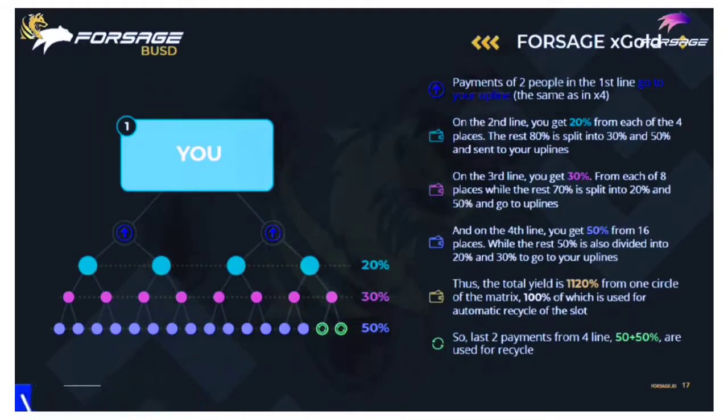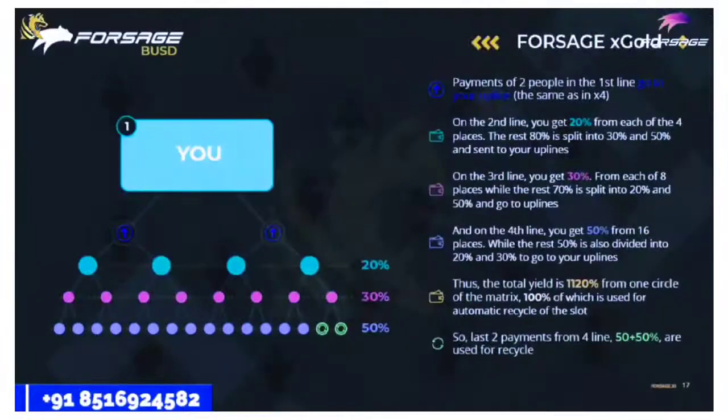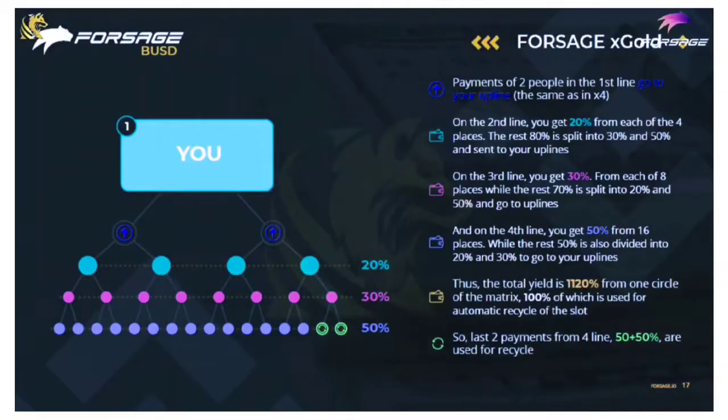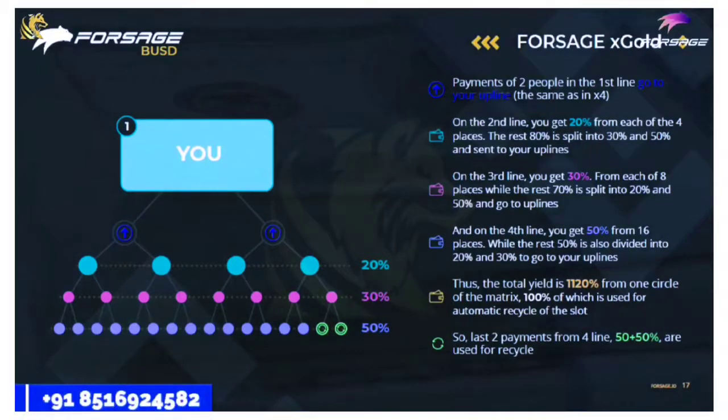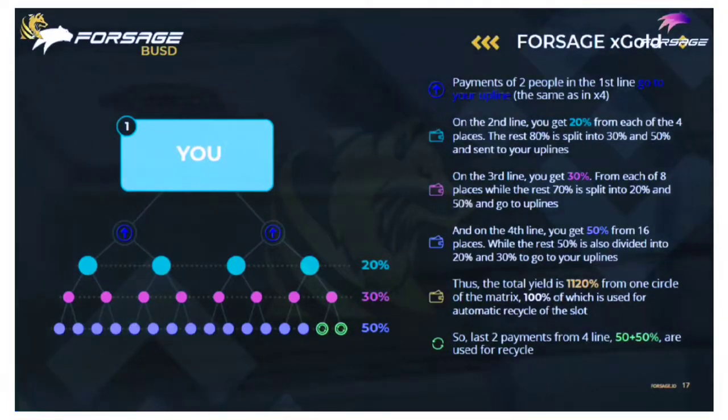In X Gold you get a total of 30 positions. Payment of 2 people in the first line goes to your upline. On the second line, you get 20% from each of the 4 places, and the rest 80% is split into 30% and 50% and sent to your uplines. On the third line, you get 30% from each of 8 places, while the rest 70% is split into 20% and 50% and goes to uplines.